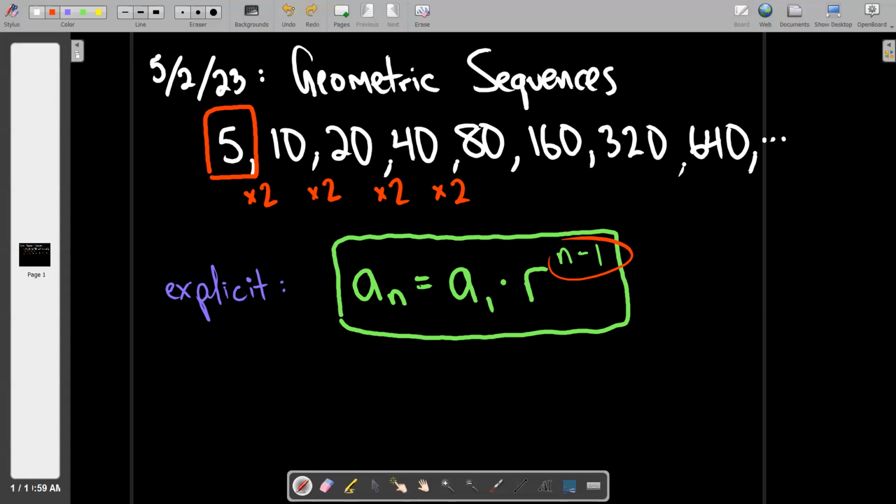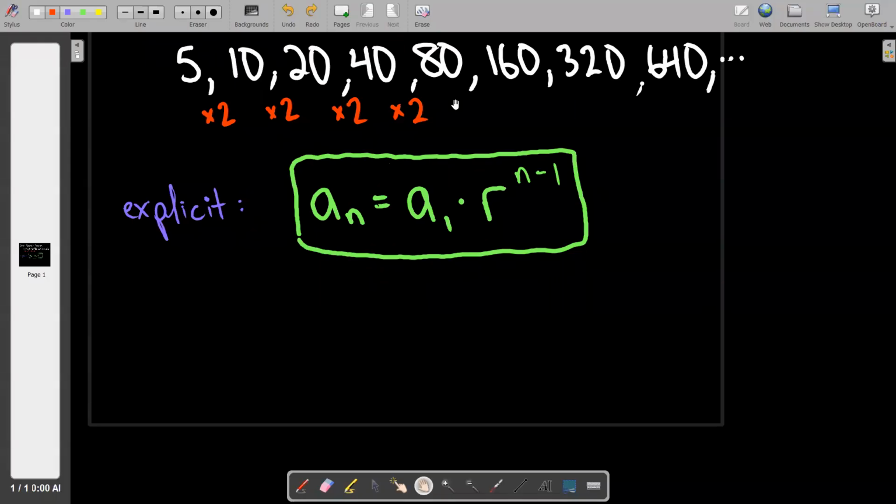And you definitely want to have that just like that, right in your notes, because you're going to be asked to do that on every problem today. Find the explicit and also find the recursive. So let's use this example up at the top.